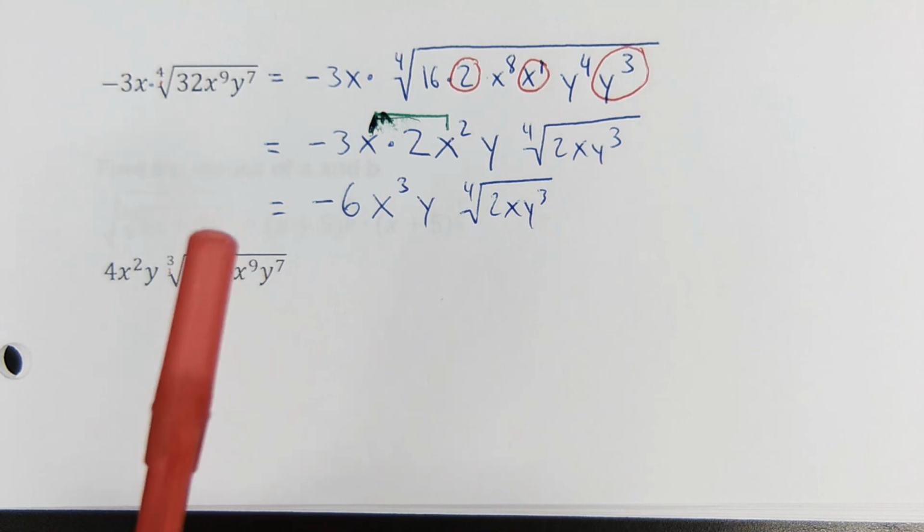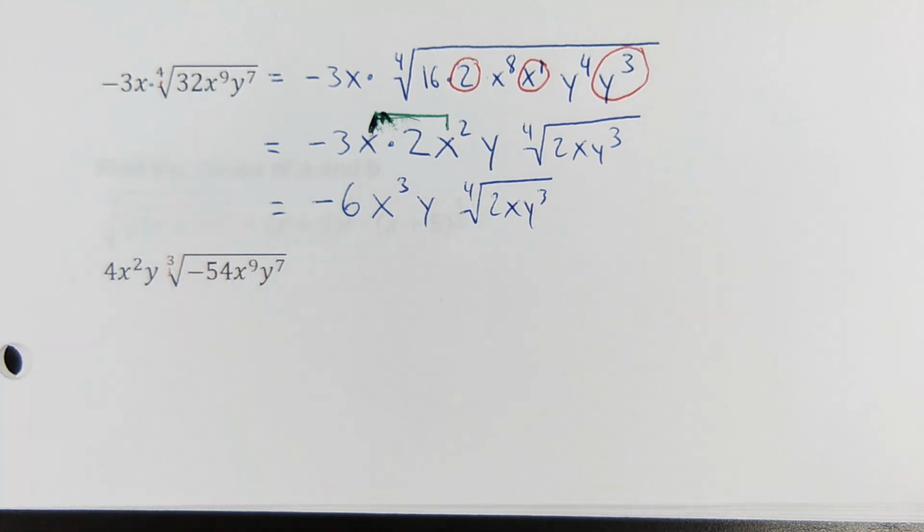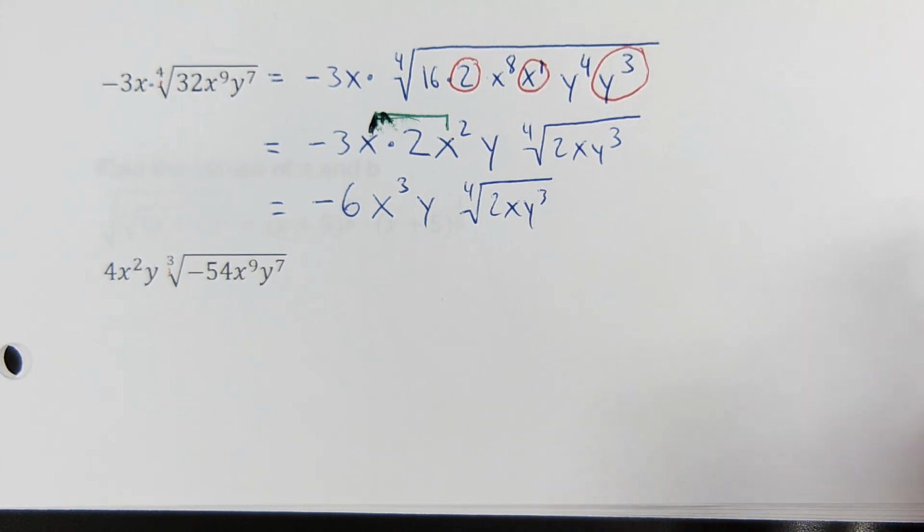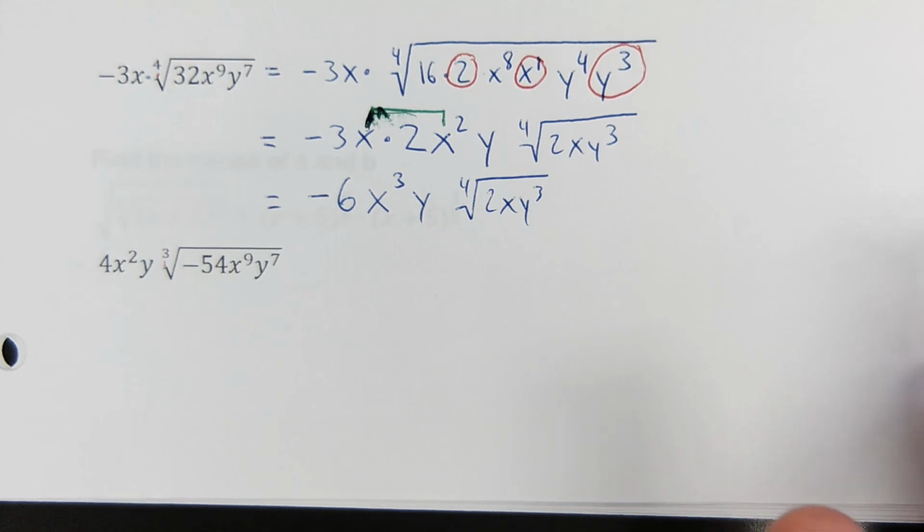All right. Let's tackle the last question. We have a 4x squared y on the outside, and it's going to stay that way.